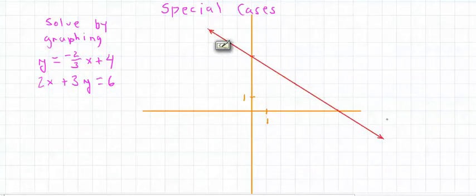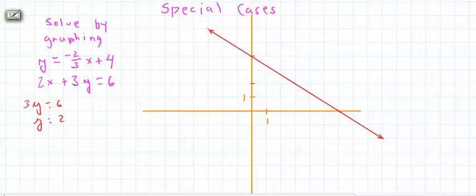And there's my line. Now 2x plus 3y equals 6 is in standard form. I see that it's easy to graph this by using the x and y intercepts. If x is 0, 3y equals 6, y equals 2. So on the y-axis, I'm at 2. And when y is 0, 2x equals 6, x is equal to 3. I go right here, and I'm going to draw my line.